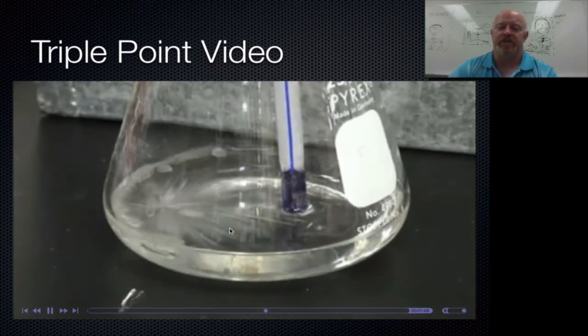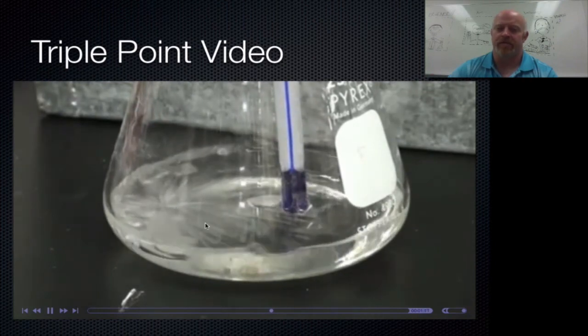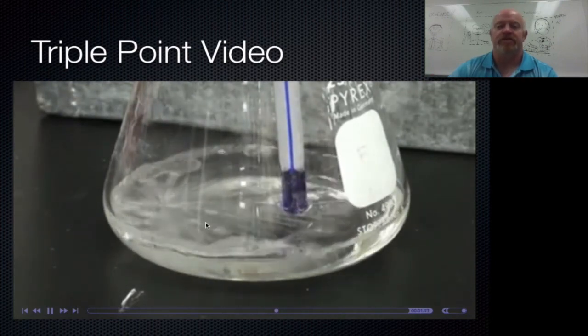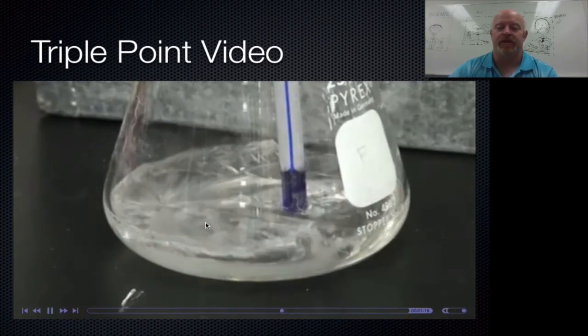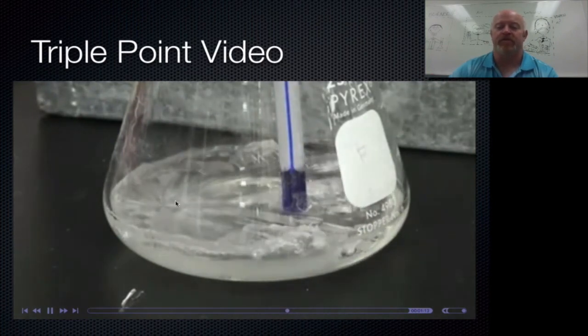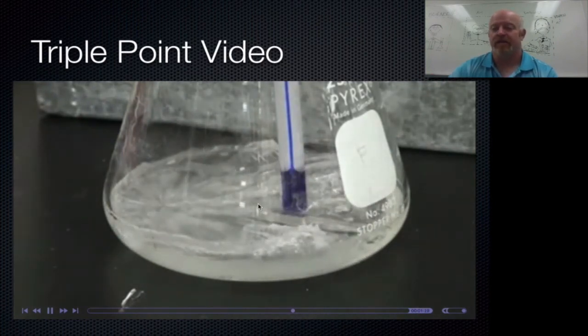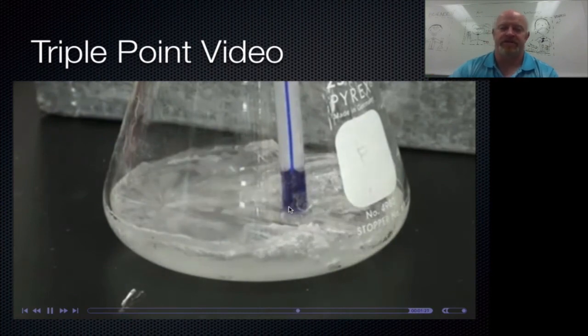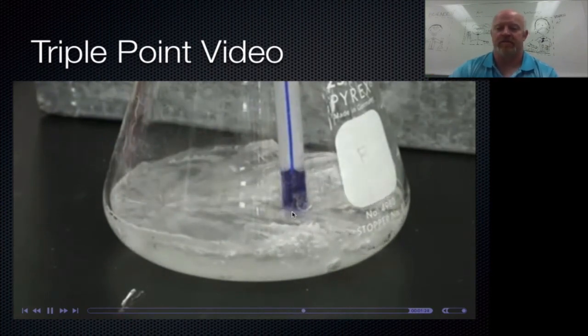Now, it's also freezing, but wait, it's also boiling. Okay, so what you're seeing here is that triple point. This is the point at which we get freezing, boiling, vaporization, deposition, all that stuff happening all at the same time. It's that magical spot where all three can exist at the same time.